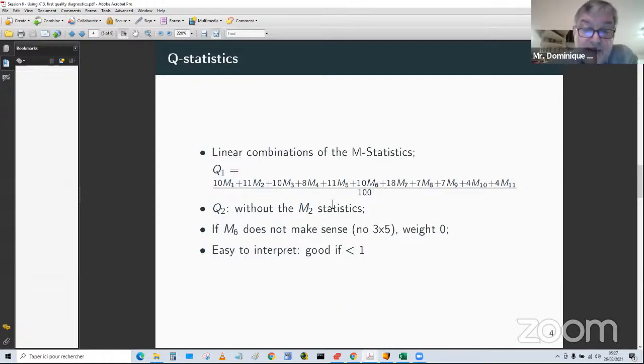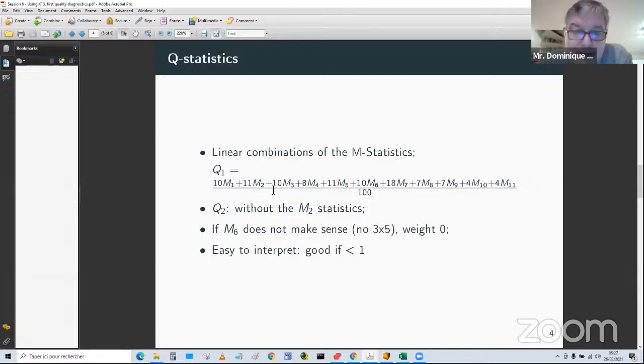So the Q statistics are a linear combination of the 11 statistics. So this is the linear combination. You do not have to learn this combination, but it is nice, because it was set up by Statistics Canada a long time ago. The basic idea is you are going to weight all the statistics.